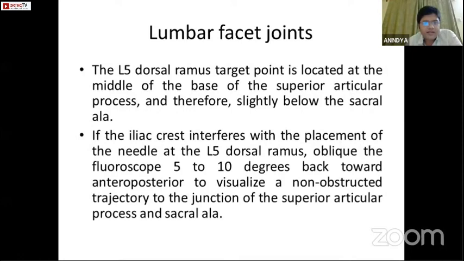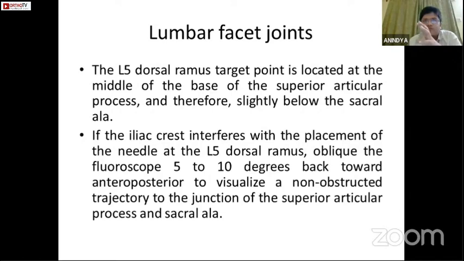So for the L5 dorsal ramus, the target point is located in the middle of the base of the superior articular process and therefore slightly below the sacral ala. And if the iliac crest interferes with the placement of the needle at the L5 dorsal ramus, you have to oblique the fluoroscope 5 to 10 degrees back towards the anterior-posterior to visualize a non-obstructed trajectory to the junction of the superior articular process and the sacral ala.